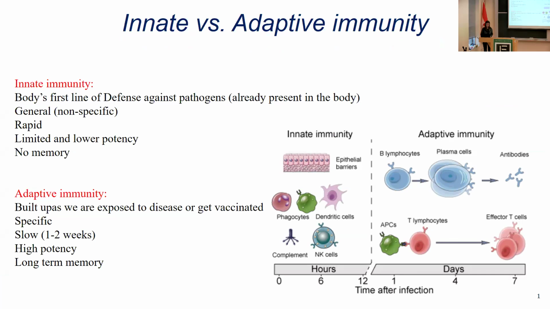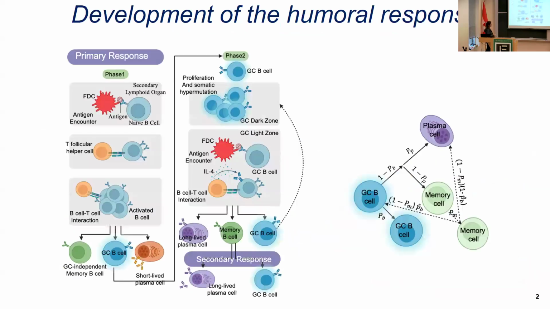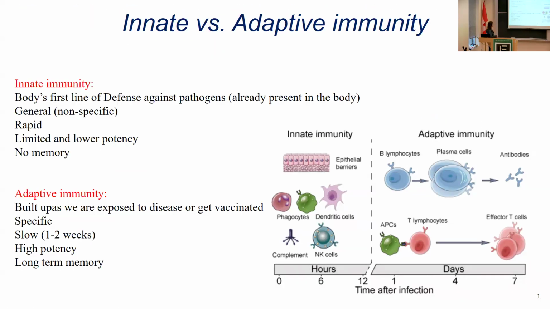Before starting, I would like to give a very fast introduction. As you know much better than me, we have two kinds of immune system, innate and adaptive. Innate immunity is the body's first line of defense against pathogens already present in the body. That is general, non-specific to the virus. It is rapid, limited, and low potency, and no memory. And it has some main components here, which are the natural killer cells and dendritic cells.